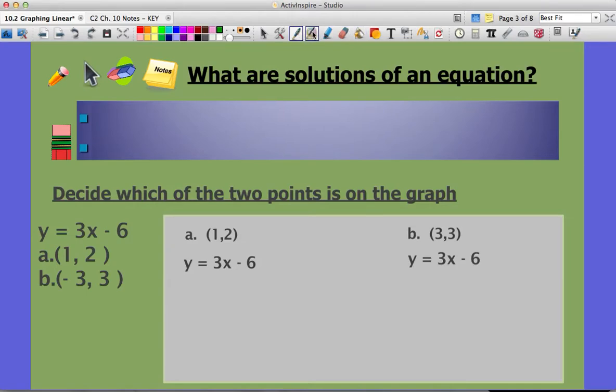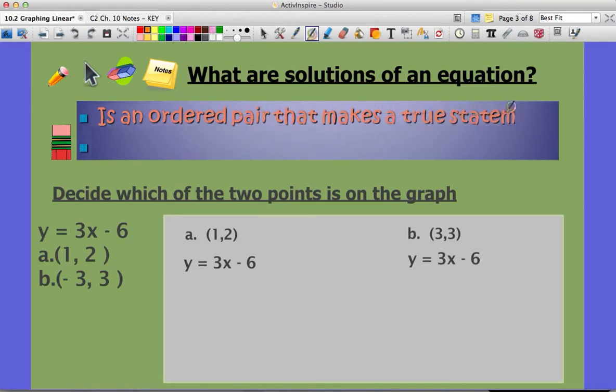Alright, so what are solutions of an equation? A solution of an equation is an ordered pair that makes the statement true. It is also a point that falls on the line. If it does not fall on the line, it is not a solution. So for our first example, we have the equation y equals 3x minus 6, and we have these two ordered pairs, and we're going to see if they are solutions.